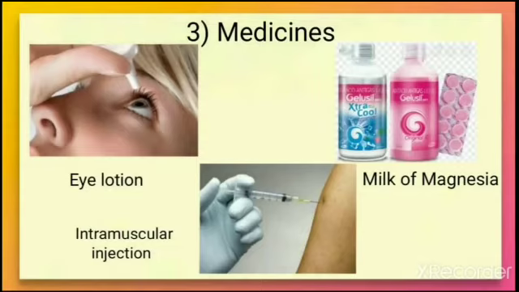Medicines. Most of the medicines are colloidal in nature. For example, eye lotion, intramuscular injections, milk of magnesia, which is actually an emulsion used for stomach disorders. So why are medicines more effective when they are in colloidal solution? Because they have larger surface area. The larger the surface area, the more effective these medicines will be.